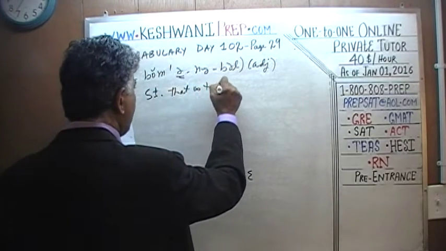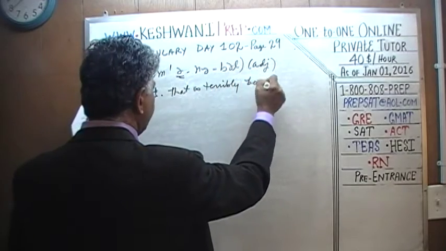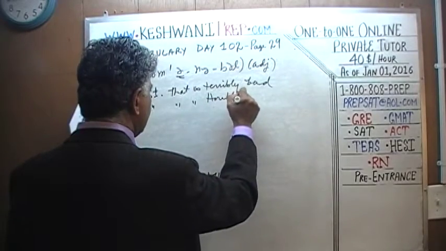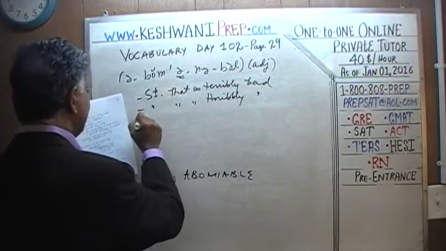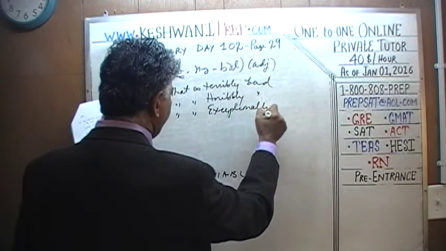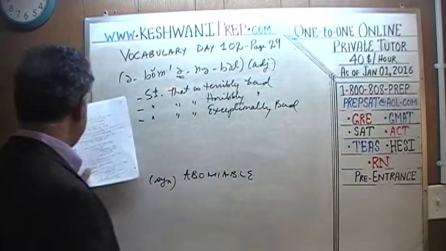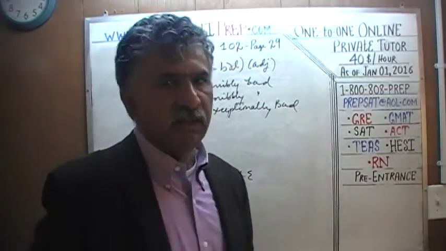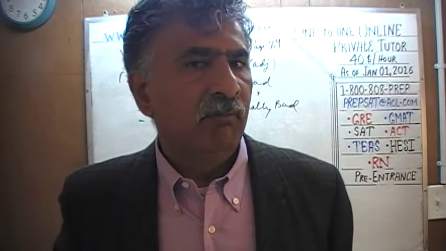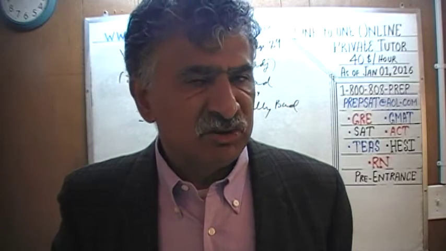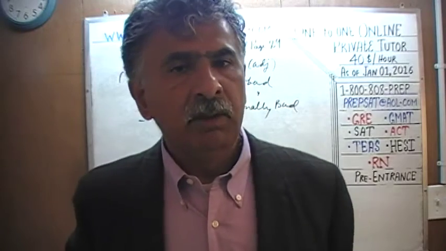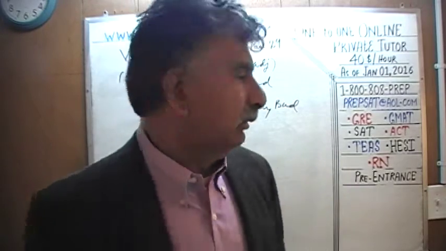Something that is terribly bad. Something that is horribly bad. Something that is exceptionally bad. His behavior at the party was abominable. He behaved abominably because he was drunk. He was stone drunk, completely drunk. He drank too much. He behaved abominably. His behavior was abominable.